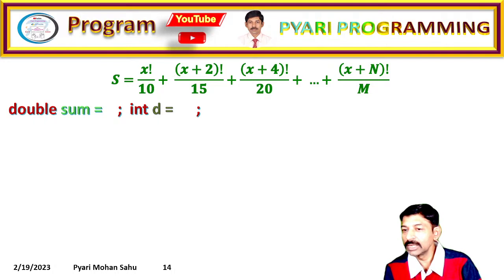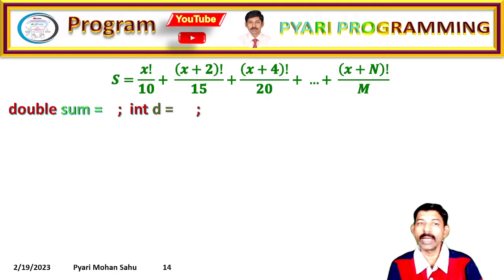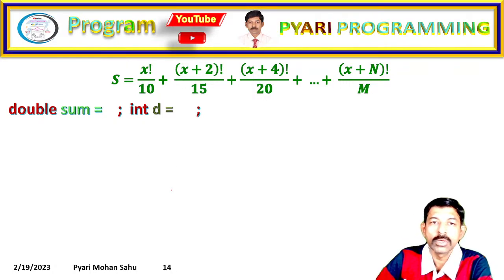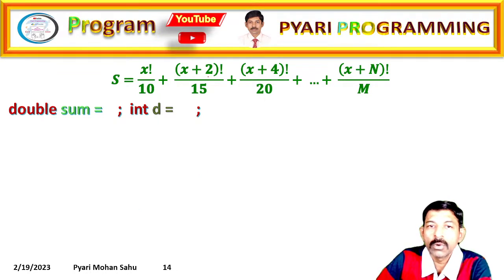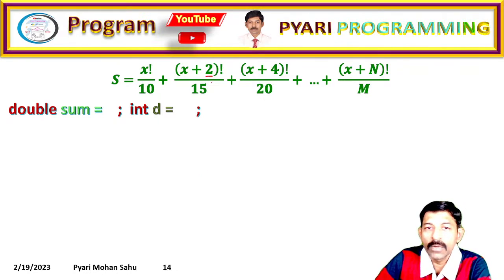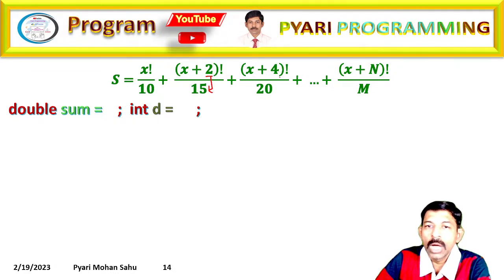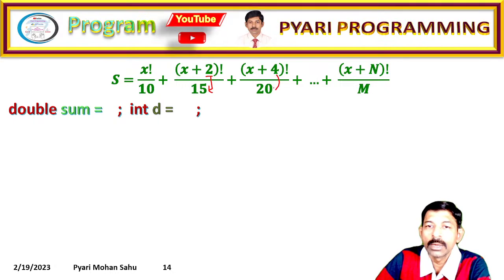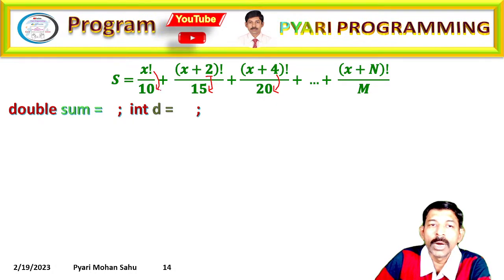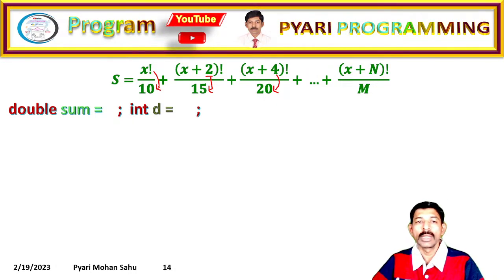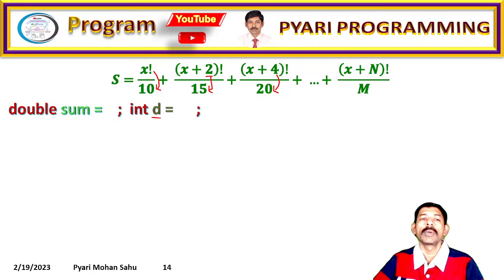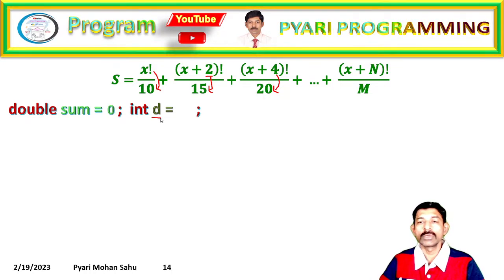Sir, for what D is taken? For the denominator. Subhasmita, D is for denominator. We have a denominator whose value is not matching with the numerator. Now look, here there is 2, here there is 5. Now there is no match between these two. Here there is 4, here there is 20, here there is nothing, here there is 10. So no relation is found between numerator and denominator. That is why explicitly we have taken the denominator. So initially sum is 0.